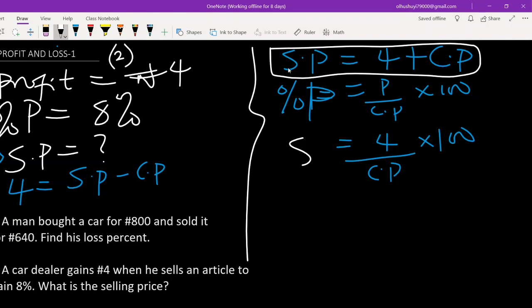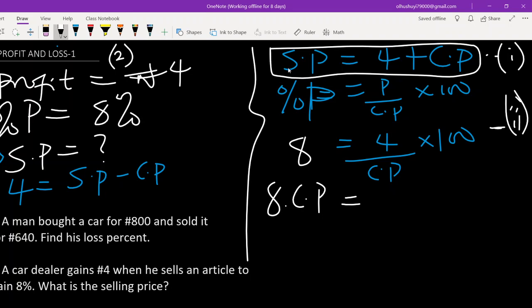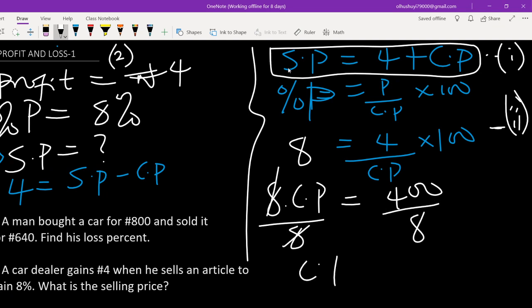So this means 8 will be equal to this. Are you getting that? 8 will be equal to the profit over the cost price times 100. Let me call this equation 1, and I will call this equation 2. So when we solve equation 2, whatever we get, we go and put it in equation 1. So here we can say 8 times the cost price will be equal to 400. Divide both sides by 8. Then our cost price is ready. Our cost price will be 50, sorry, 8 in 400 is 50. So our cost price is 50 naira.